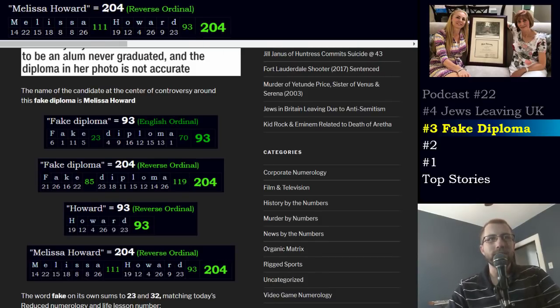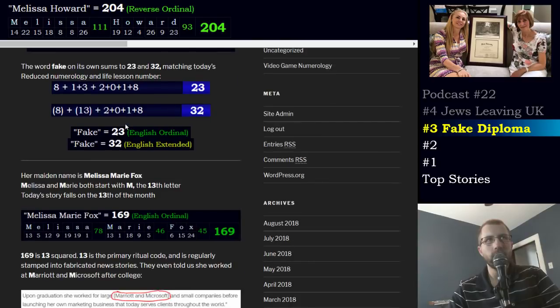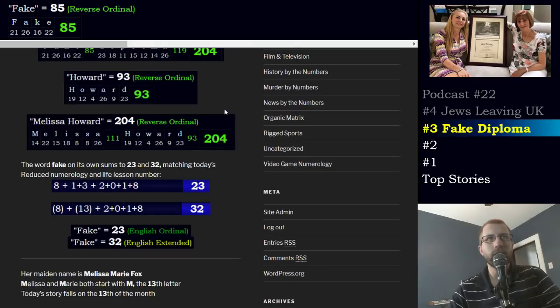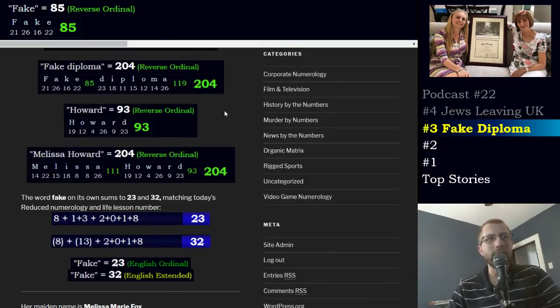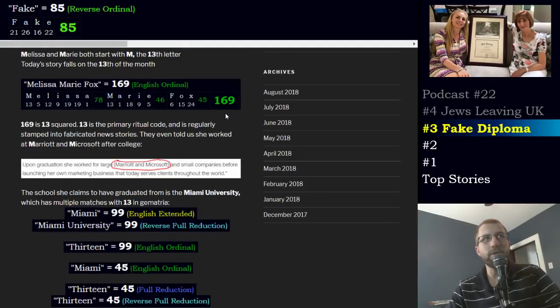And her full name sums to 204 reverse, the same two numbers as fake diploma. In fact, the word fake has ordinal and extended gematria values that match the date numerology, 23 and 32. Now, there's something else I want to point out that's a theme that's constantly used in these stories, especially around women.